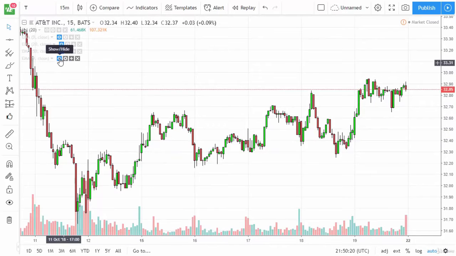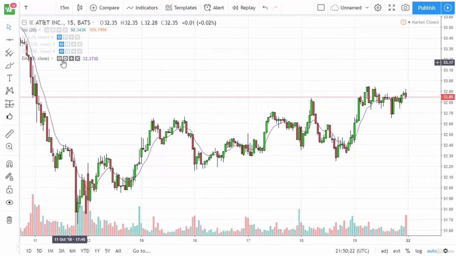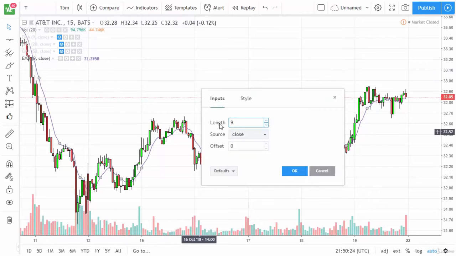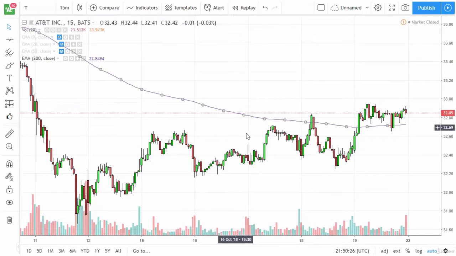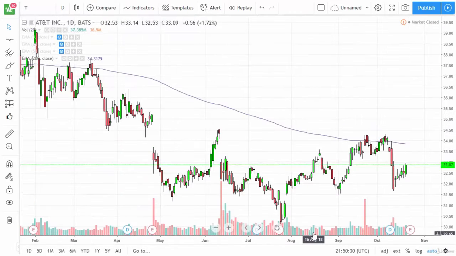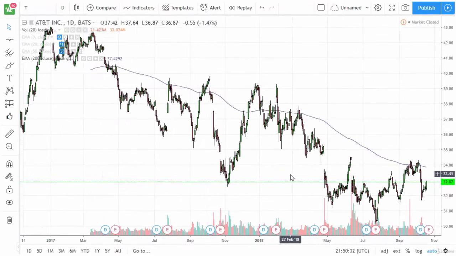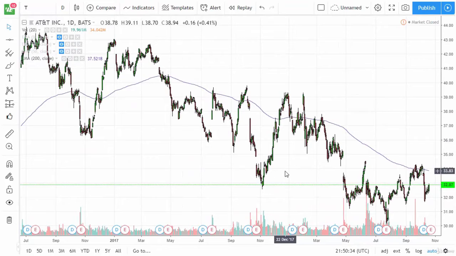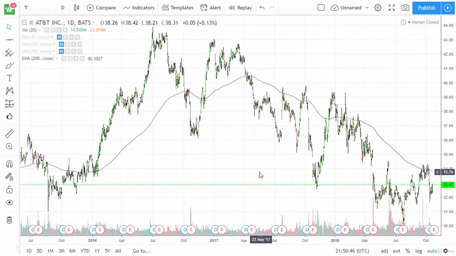And then there is the 200, which is very common. Now, the thing about the 200 is that's almost always a daily thing. So the 200, the reason why this is important is because people recognize that there's 200 trading days for the year. So this is the average price over the last year. And you can see that it just kind of slopes lower as we've been in a downtrend.